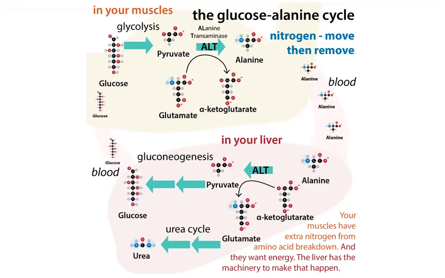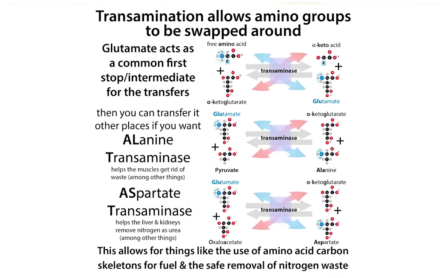The muscles use alanine transaminase to transaminate pyruvate to give alanine. The amino group that was on that glutamate could be coming from any amino acid that the muscles wanted to break down for energy, because we can transaminate α-ketoglutarate from any amino acid basically to give us glutamate.